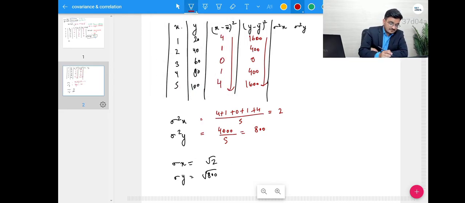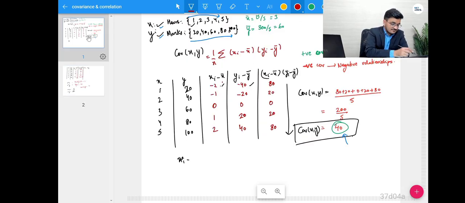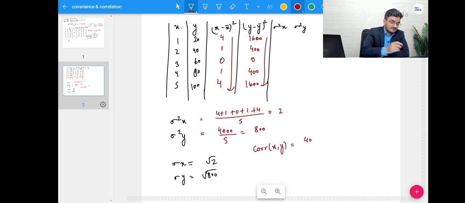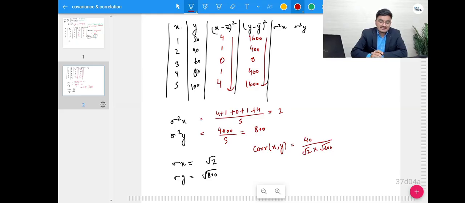So our correlation between feature x and y is going to be 40, which is our covariance, right? 40 divided by under root 2 into under root 800. So the correlation between x and y can be found by dividing 40 by the standard deviation of x multiplied by the standard deviation of y.